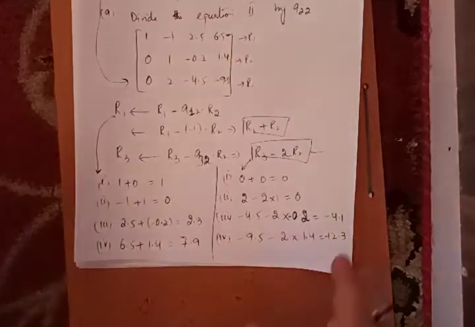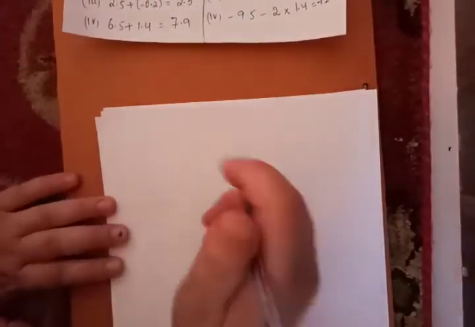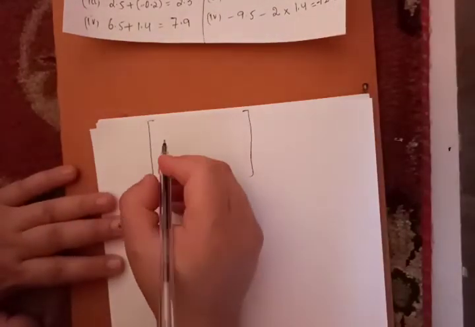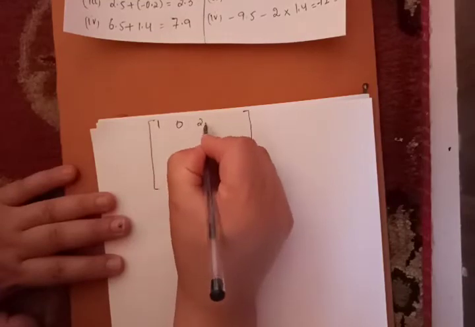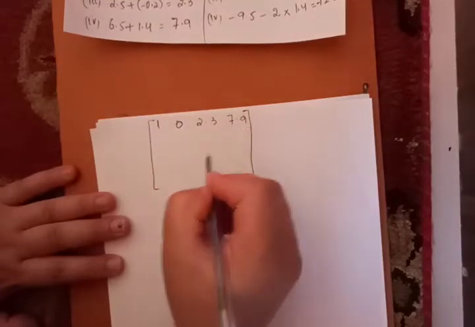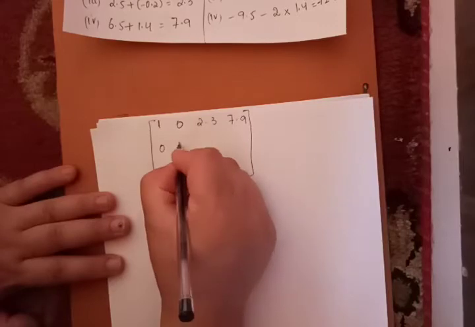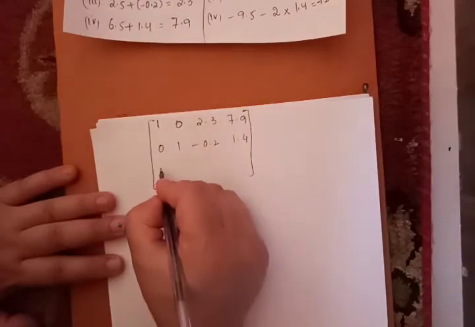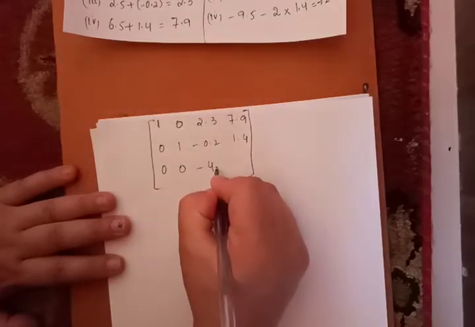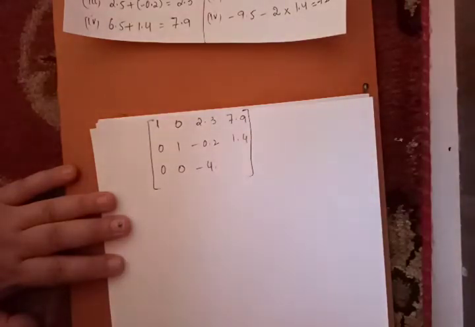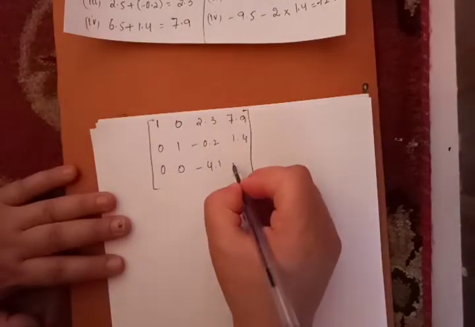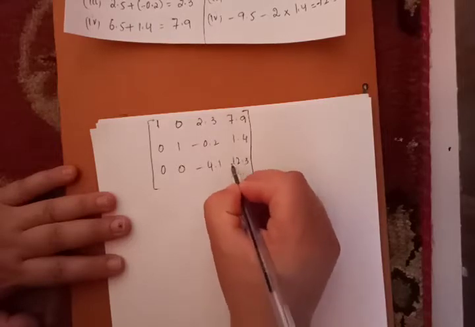Okay, so after this the new system will be like this: 1, 0, 2.3, 7.9. Second will be as it is, 1, minus 0.2, 1.4. Third will be 0, 0, minus 4.1 and minus 12.3.